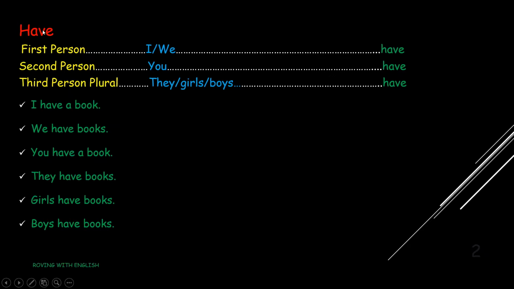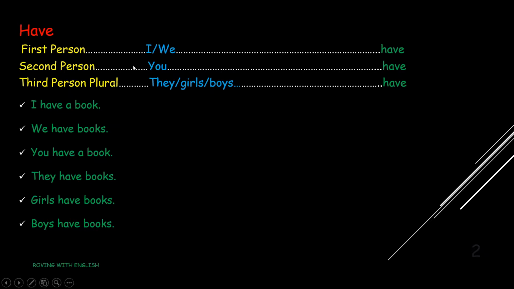Before getting on to it, let me tell you what first person, second person and third person are. First person are I and we. Second person is you. Third person are they, she, he, and it.